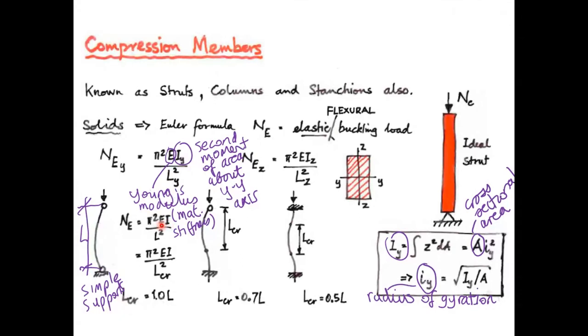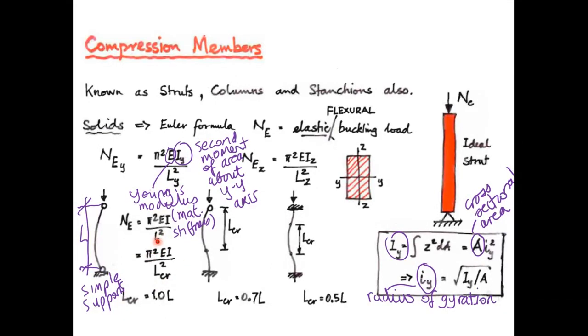So for steel, that's 210 kilonewtons per millimeter squared. That's material stiffness. Pi squared, so pi is a constant, 3.14. And L squared, where L is the length of the member. When it's a simply supported member, the critical length is equal to 1.0 times L. So we have pi squared EI over the critical length squared.